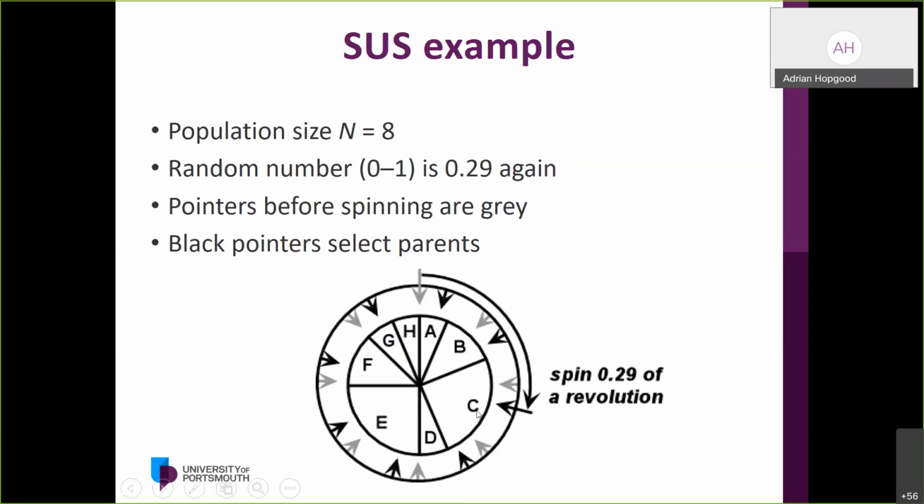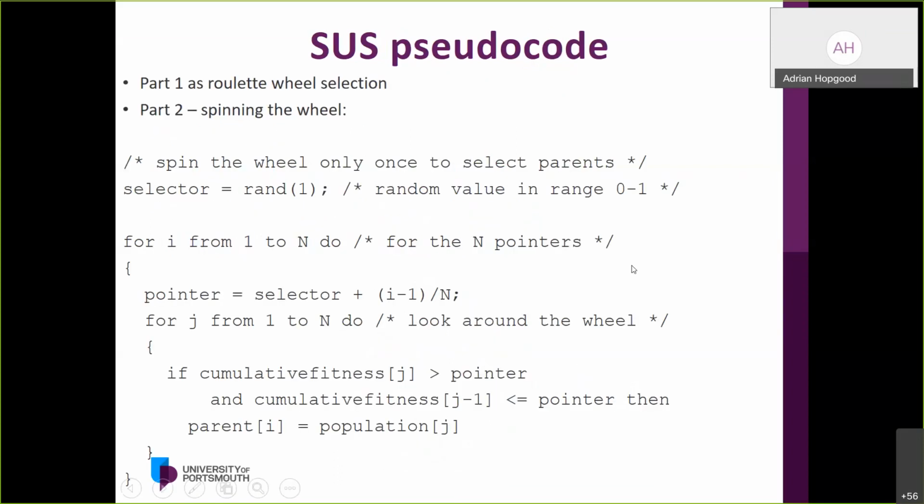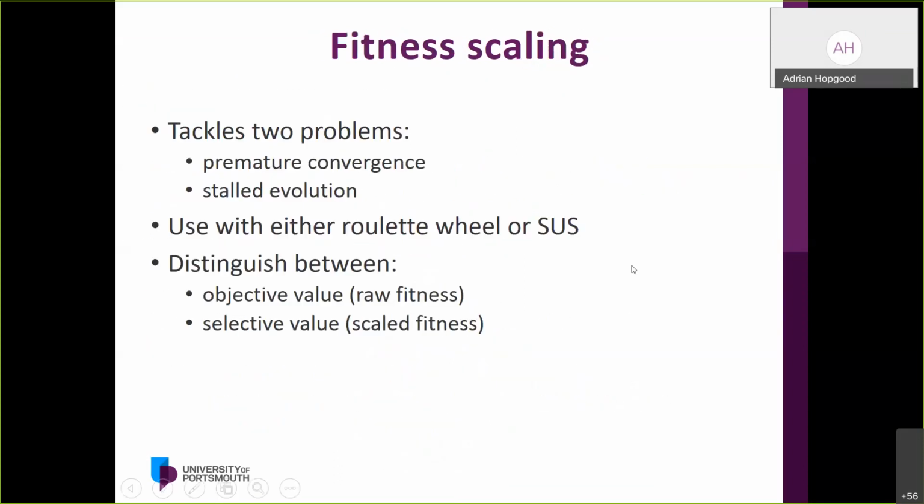This time, you're guaranteed that, within rounding errors at least, you'll pick the fittest individuals more often than the less fit ones. So in this example here, C and E are both fitter than A and H. C and E get chosen twice. A gets chosen once. So it overcomes that particular difficulty, but it's just a tweak. And again, there's pseudocode available for download later.